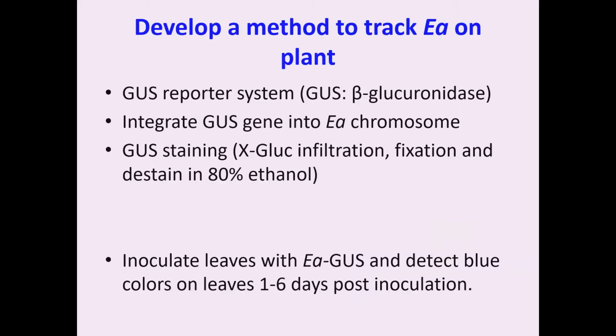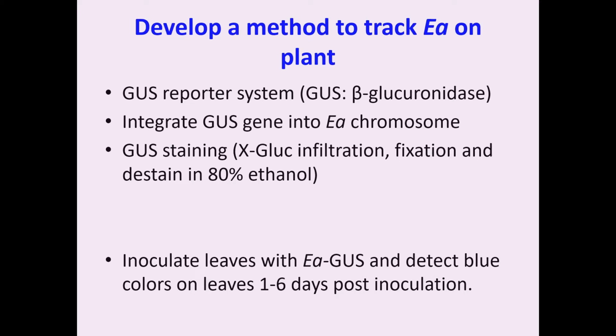So in order to understand where did the pathogens colonize on the flowers, we need to develop a method for us to track those pathogens, track the presence of those pathogens. We used a GUS reporter system, which is a gene that can transform a substrate, the X-Gluc, into a blue color.